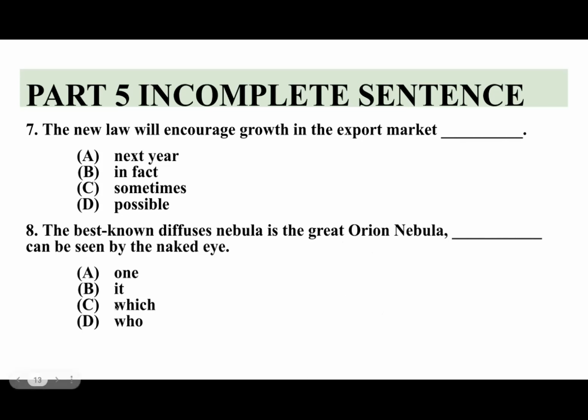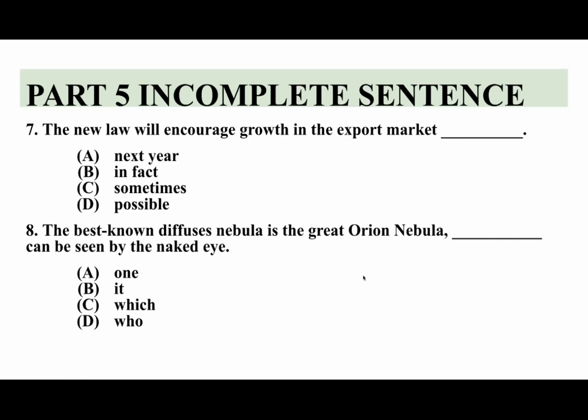The best known diffuse nebula in a great blah blah blah seen by naked eye. One can be seen, it can be seen, which can be seen, or who can be seen. So basically, this is pronoun reference. If it's directed to the noun before, we have to specify. If we talk about something specific, you have to say one, which or that. But if it refers to something unknown, not specific, then it's different. Here it is clear: best known diffuse nebula is specifically mentioned. So we have to go for A, one.